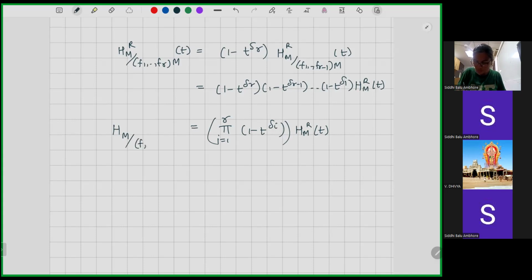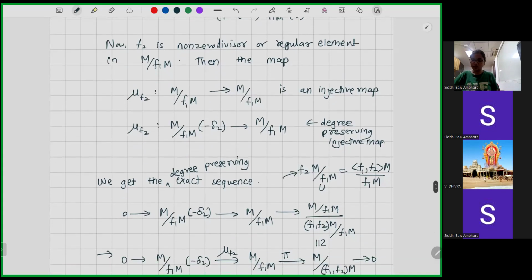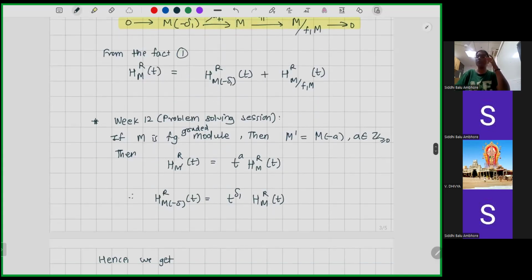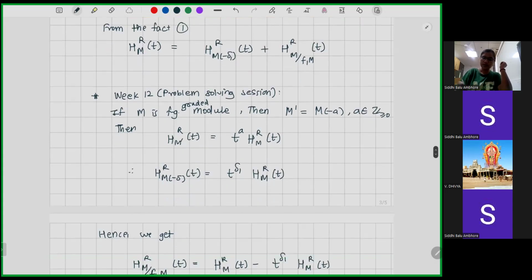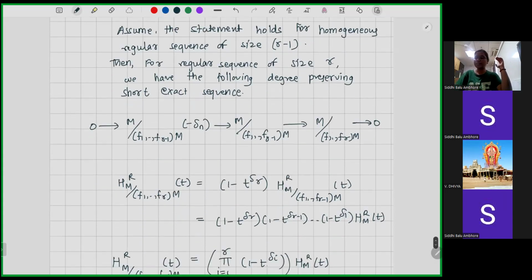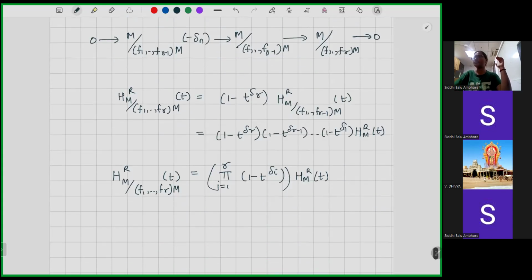The only thing which we had to do was obtain the exact sequence here, which we have seen. This degree preserving exact sequence is actually playing the role, and also the fact that we already proved yesterday, this result, that when we shift the degree, how its Hilbert series looks with respect to the original module. Okay, so using these two facts and obtaining this degree preserving exact sequence, we actually get this.